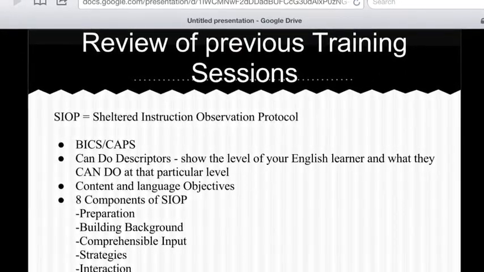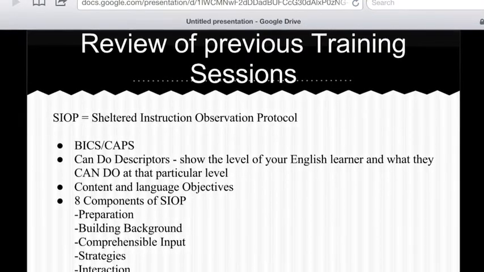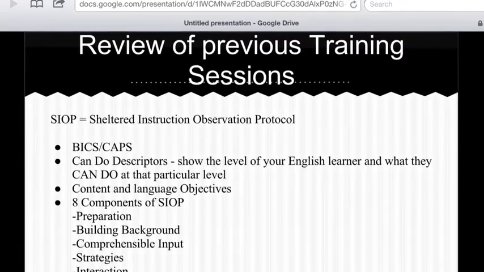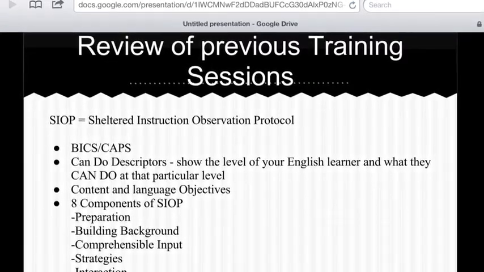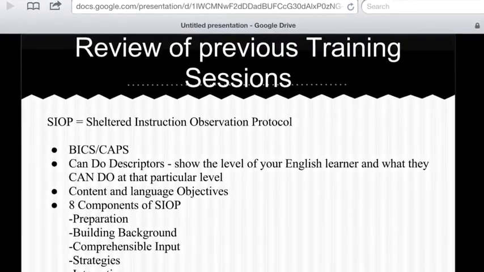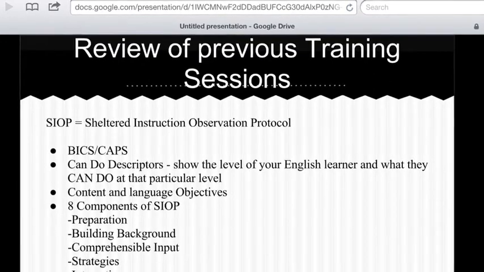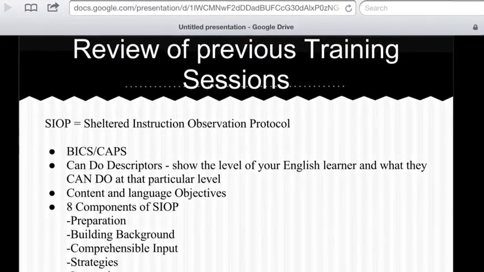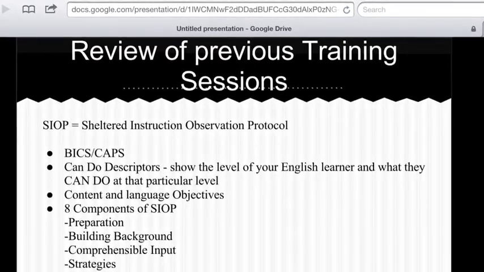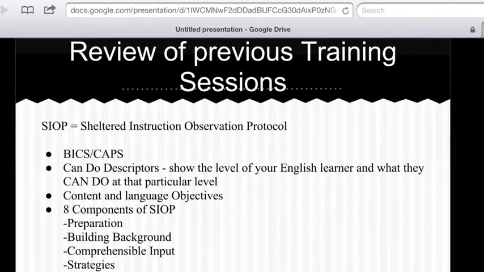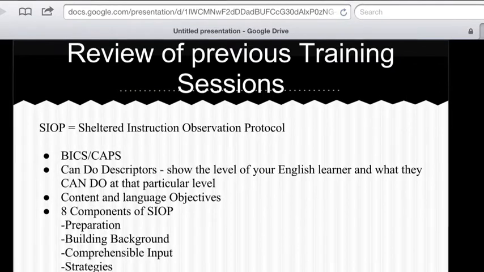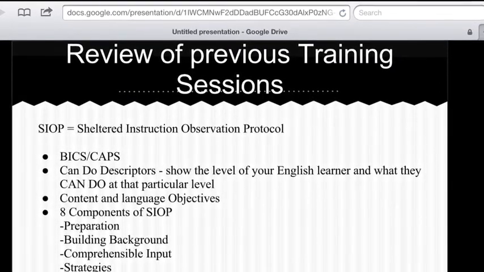We also talked about can-do descriptors. This is what you regular ed classroom teachers need to look for. If you think you have an English language learner in your classroom, you will be provided a can-do descriptor, and this is a chart that shows you exactly where that student's language proficiency is and what they can do at that particular level. We also talked about how you already have content objectives and how you will add the language objectives in your classroom. And then we talked about the 8 components of SIOP.